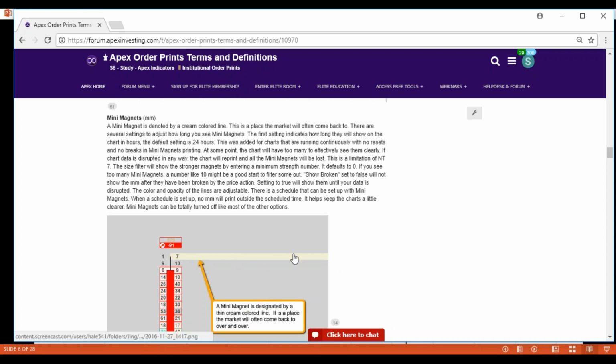You can see them looking back, but they'll stop plotting forward. Because once they've been hit and broken a couple times, especially, they may not be that important of a level anymore. All right, the market has come back there, taken out that business. Because if we kept them all going and going, at some point your chart would just have too many to effectively see them clearly. So if you see too many mini magnets, a number like 10 might be a good filter. But anyway, you can go through this, but your templates are already filtered, so you don't need to worry about that. So that is a mini magnet in general.